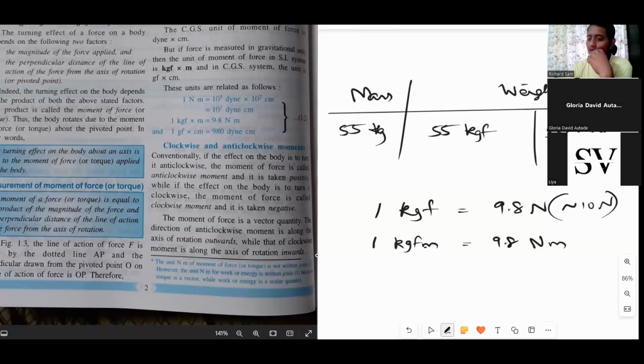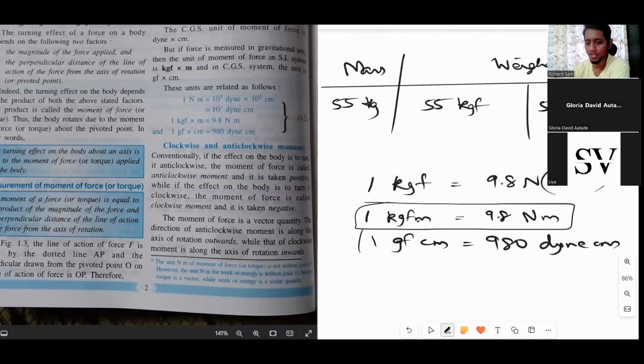Now there's a smaller unit than kgf. What is the smaller unit? gf, gram force. This is kilogram force and this is gram force. And the small unit of meter would be what? gf cm. Okay. So how do we convert now? kgf meter into gf centimeter. 1 kgf meter is 9.8 Newton meter, and 1 gf centimeter is 980 dyne centimeter.